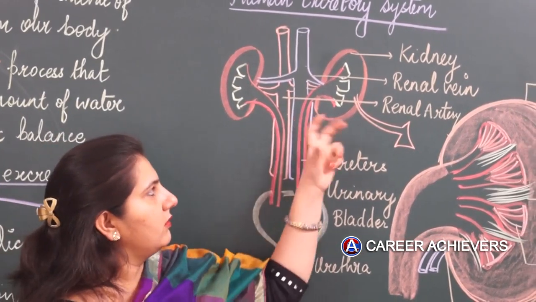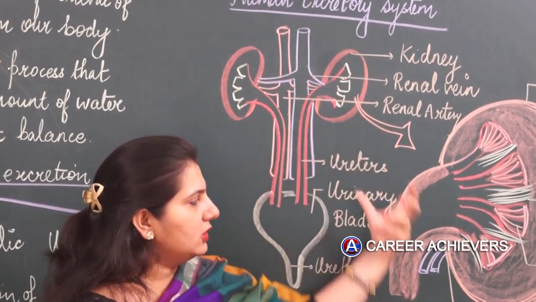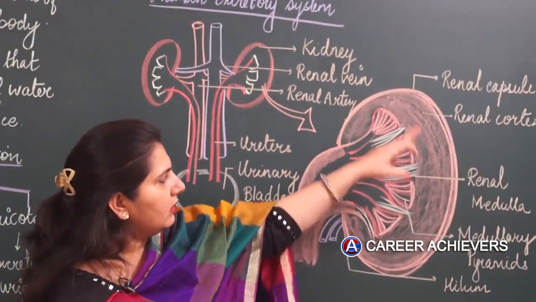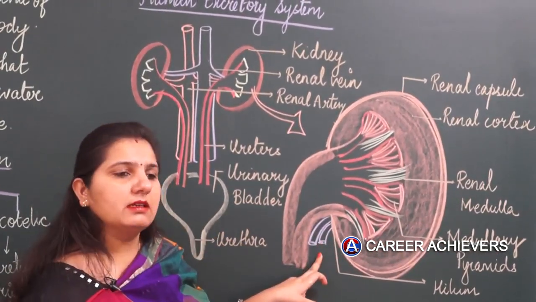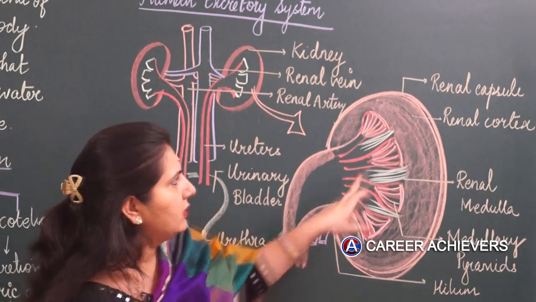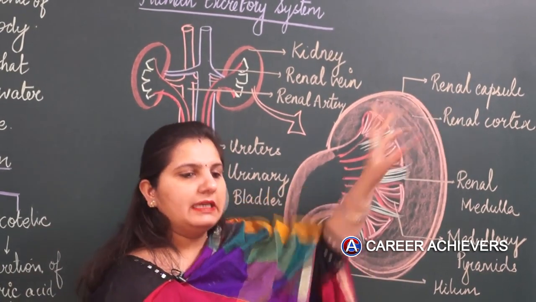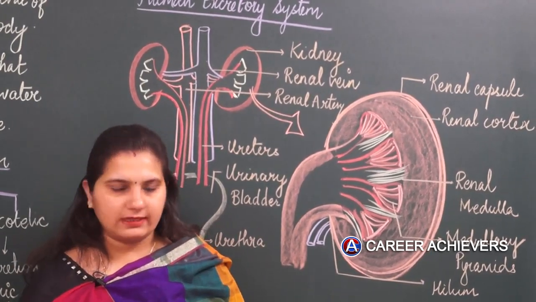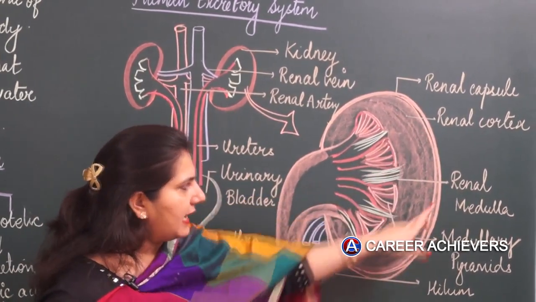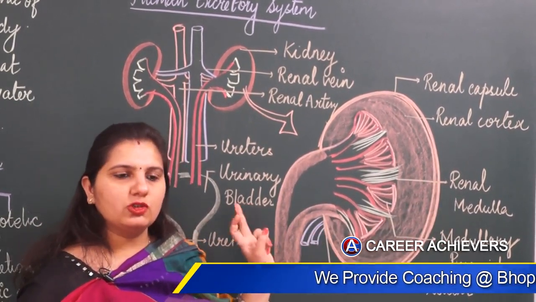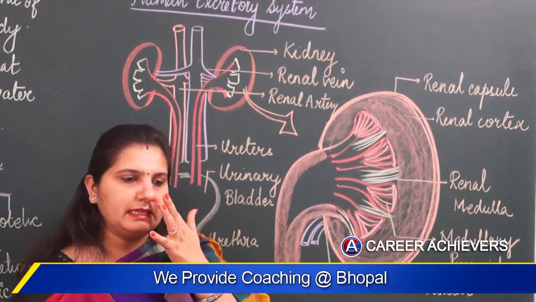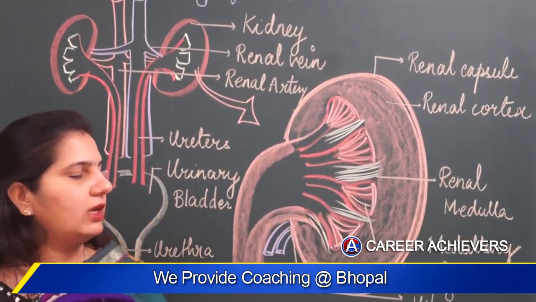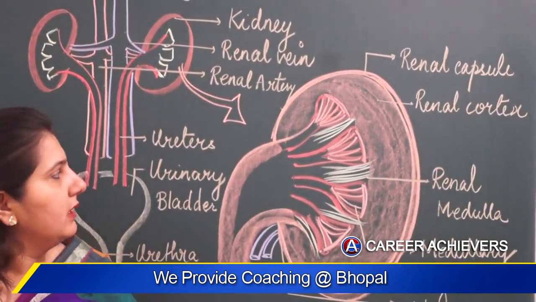Now we have seen the kidney. In the enlarged view of the internal structure of the kidney, the bean-shaped structure is covered by a capsule which we call the renal capsule. Kidney has two major portions. One is called the renal cortex and the other is the renal medulla. If I cut a kidney I could locate these two major parts, the renal cortex and the renal medulla.